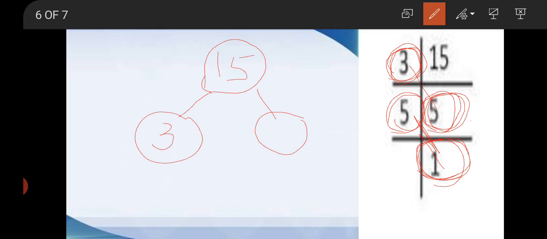3 5s are 15. Clear? Students, you can see 15 is a composite number, but 3 is a prime number and 5 is also a prime number. It means we have broken down 15 into its prime factors. Clear? Because we do not have any further composite number.